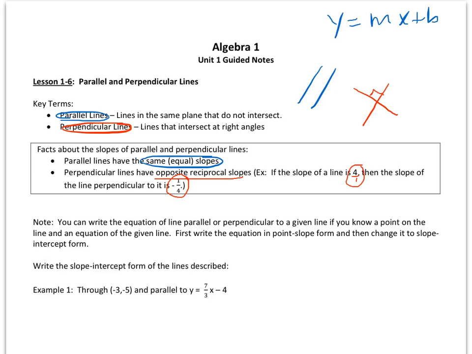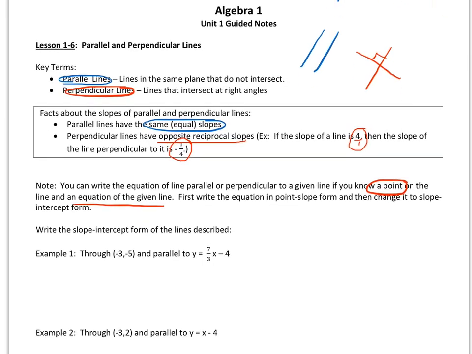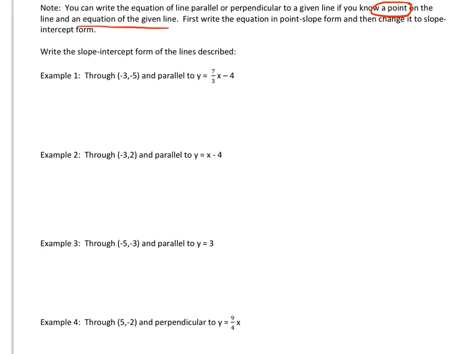All right, now we can write the equation of a line parallel or perpendicular to a given line if we know a point and an equation of a given line. Okay, so we're going to talk about what that means. So let's take a look at our first example. Now the example is specific and says that we want to write a slope-intercept form of an equation. So our final answer is going to look like this. Now we know that our line that we're trying to find goes through this point.